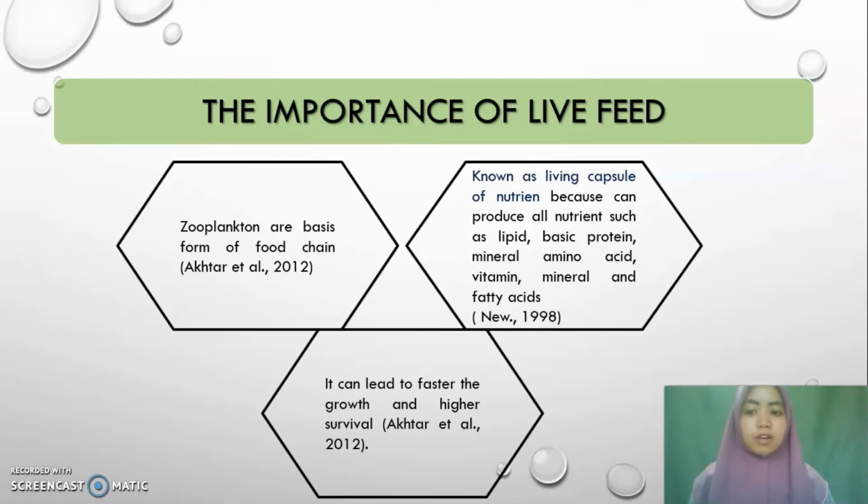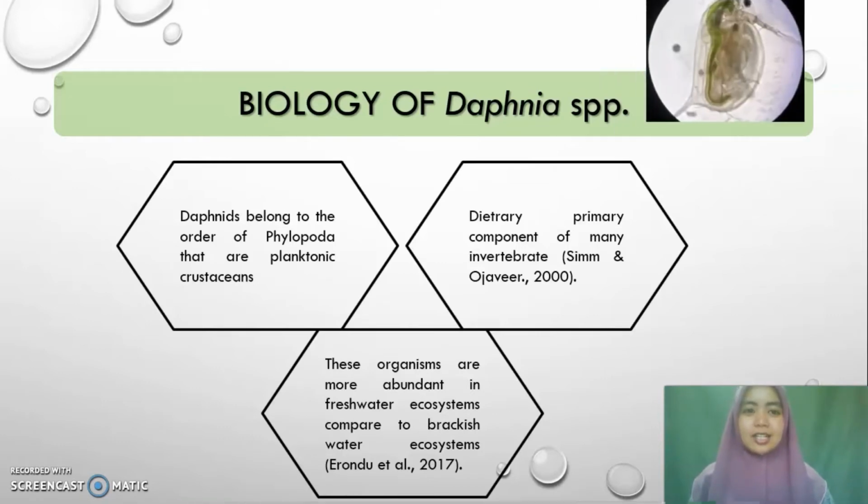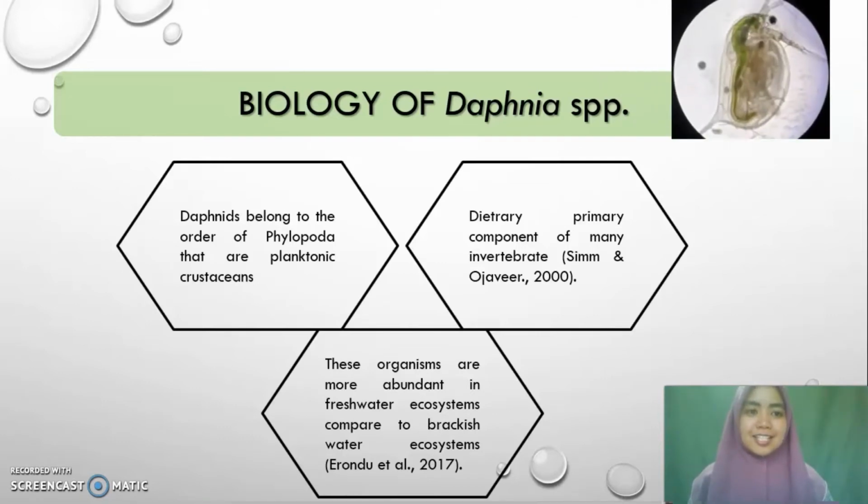Zooplankton are the basic form of the food chain, Ahta et al. 2012. Known as a living capsule of nutrients, New 1998. It can lead to faster growth and higher survival, Ahta et al. 2012. Biology of Daphnia: the species belong to the order Phylopoda, which are planktonic crustaceans and a primary dietary component of many invertebrates, Sim and Observer 2000. These organisms are more abundant in freshwater ecosystems compared to brackish-water ecosystems, Erondo et al. 2017. Okay, this is a picture of a Daphnia species.